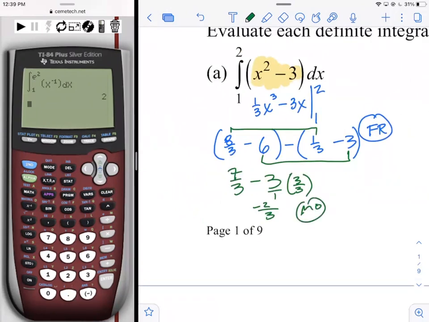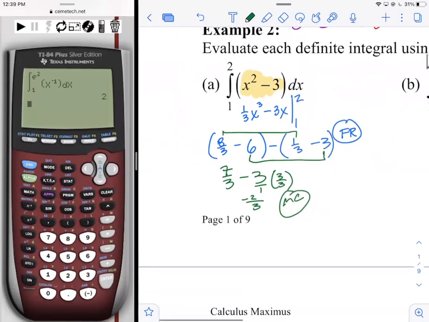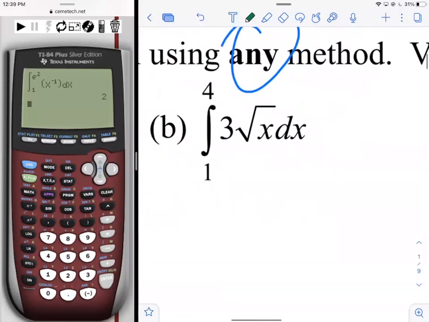Can that represent the area? You should be laughing preposterously. Negative area. That's preposterous. Right. Negative area. No, you can't have negative area. All right. Letter B, it said using any method.